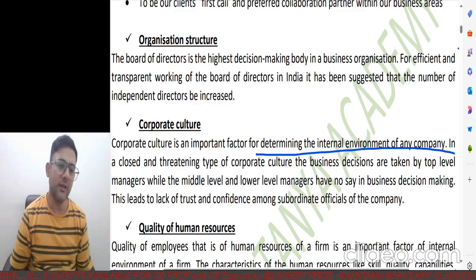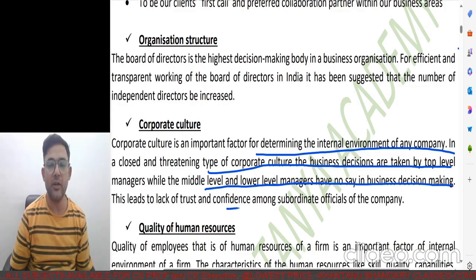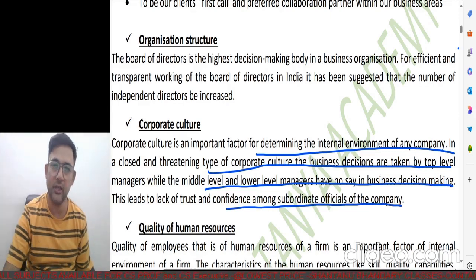In a close and threatening type of corporate culture, the business decisions are taken by top level, while the middle level and the lower level have no say in the business decision making. This leads to the lack of trust and confidence among the subordinate officials of the company.